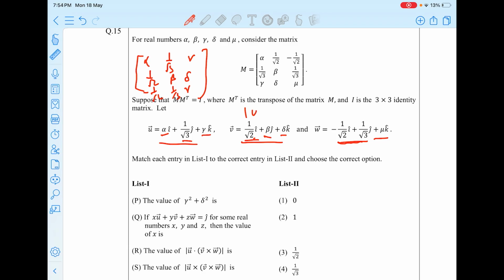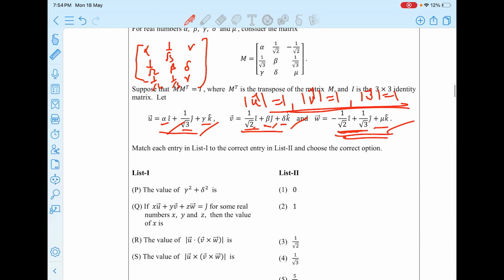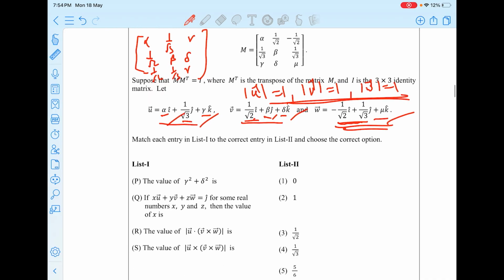So what will be the magnitude of u? You will get 1. Magnitude of v you will get 1. Magnitude of w also you will get 1. So using these conditions we can easily find alpha, gamma, beta, delta, and mu also, directly, because these all are unit vectors. So this was also an easy question, because in an orthogonal matrix, whatever components are there, they are nothing but orthogonal vectors. So this is also an easy question.